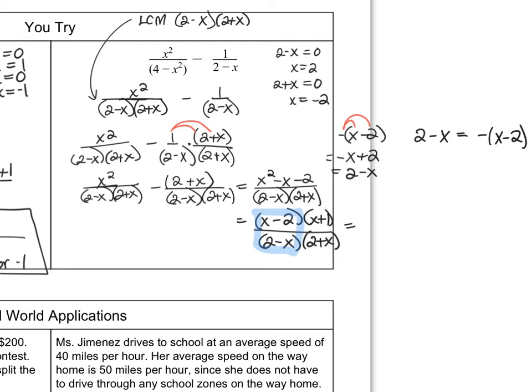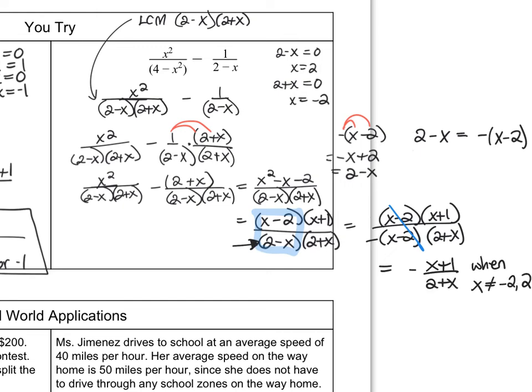So you know what? Now that I know that, let me replace this 2 minus x down here with negative x minus 2. And there we go. Now we have our common factor. So that becomes just 1. And we're left with our expression negative x plus 1 over 2 plus x. And remember that x cannot equal 2 or negative 2.